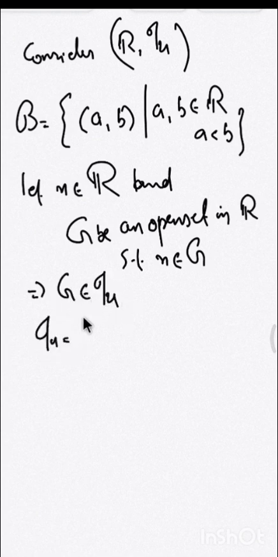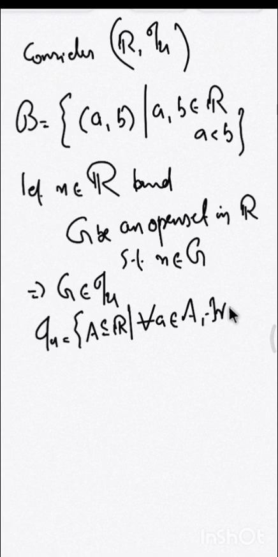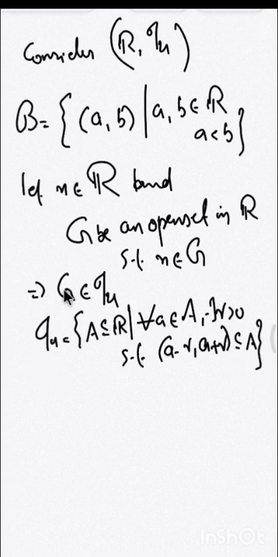What is tau u? Tau u is the collection of all subsets A of R such that for every a in A there exists r greater than 0 such that the interval of the form (a minus r, a plus r) is contained in A. This was the definition of tau u. Here G is a member of tau u, so for every small x in G, this property holds.